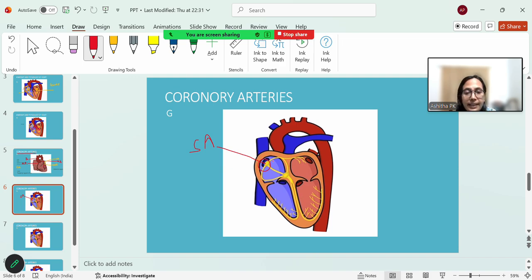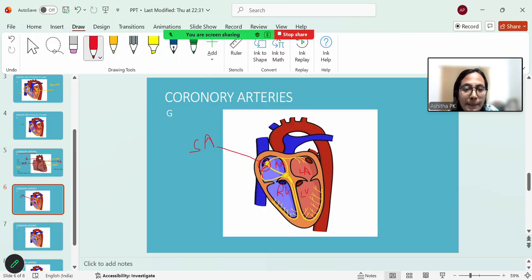Then the electrical impulse passes to the atria. This is the right atrium, this is the left atrium, this is the left ventricle, and this is the right one.